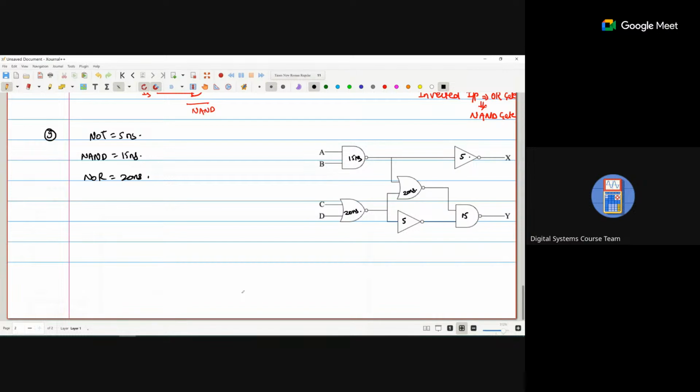So we basically break this particular circuit into multiple stages. One stage is this one, one stage is this one, and the last stage is this one. Now, I say this is stage 0, stage 1, stage 2, stage 3.